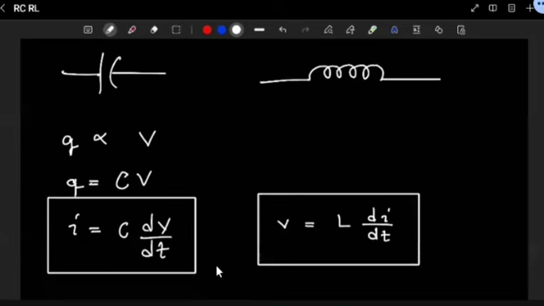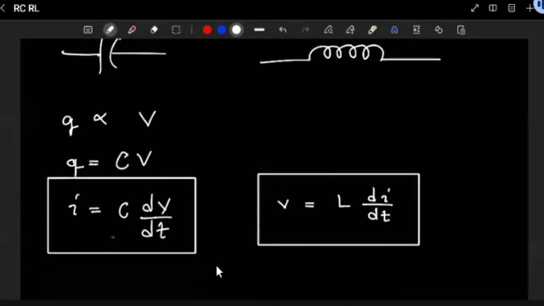Now, if you know the current coming from a capacitor, you can easily obtain the voltage from this by integrating. You can easily obtain the power and so on. So these two are the basic ones that you need for a start.